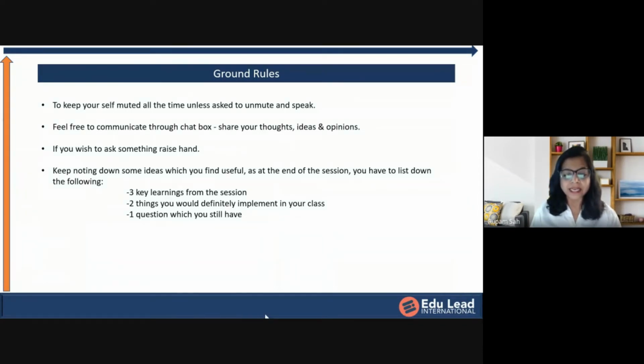I will be sharing a Google form with all of you, and you have to list down 3 key learnings from the session and 2 things that you would definitely implement in your class, and 1 question which you still have. So it's a small Google form which you have to fill by the end of the session, and that's a reflection which you'll do on the learning of the session.